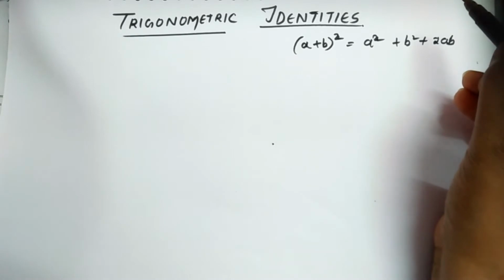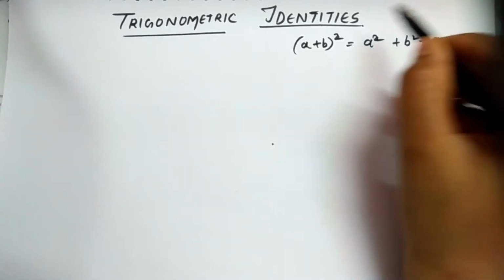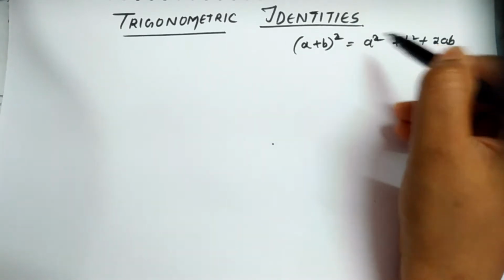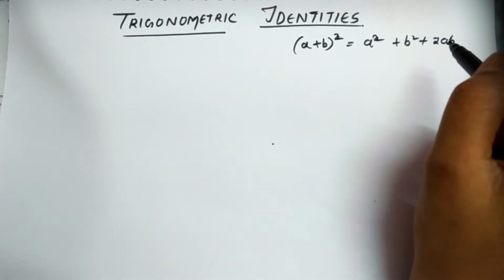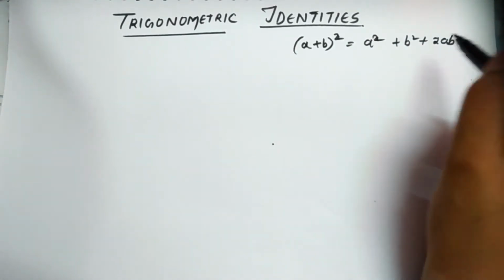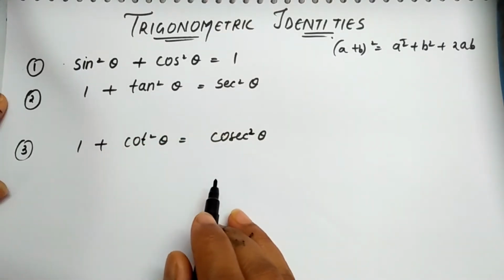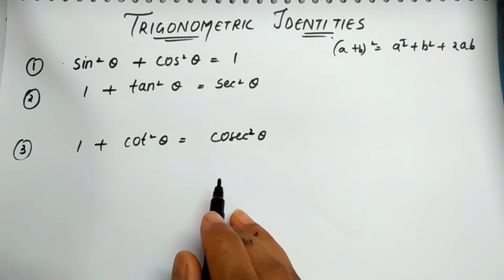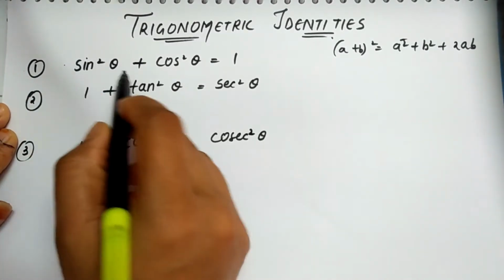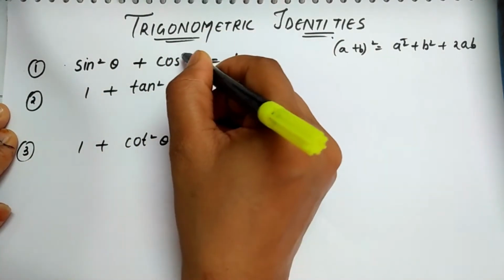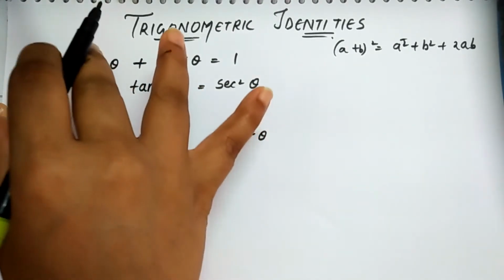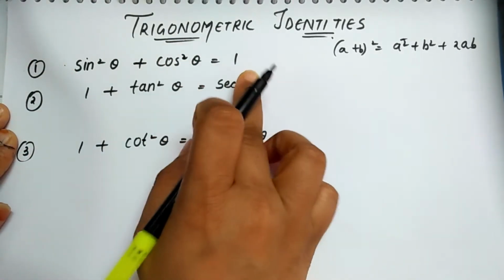What are identities basically? Identities are things which hold good for any value. For example, (a plus b) the whole square is equal to a square plus b square plus 2ab. This is nothing but an identity. Trigonometric identities in our portion are just three. That's very simple. Sine square theta plus cos square theta is 1. Both put together, the squares of both will not exceed 1.